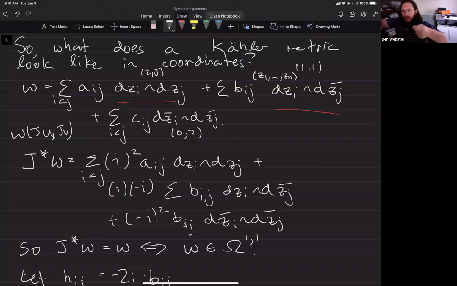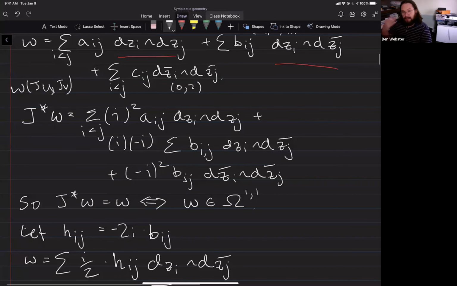But if I put in two eigenvectors that both have eigenvalue i, I'm going to multiply my form by i times i, which is -1, and it's no good. It's not the same. If I put in two with eigenvalue minus i and minus i, again, I'm not going to preserve my form. I'm also going to multiply by -1. So the only way I can get something that respects the complex structure is if I only have contributions from the (1,1) form. So omega has to be a (1,1) form in order for it to be Kähler.